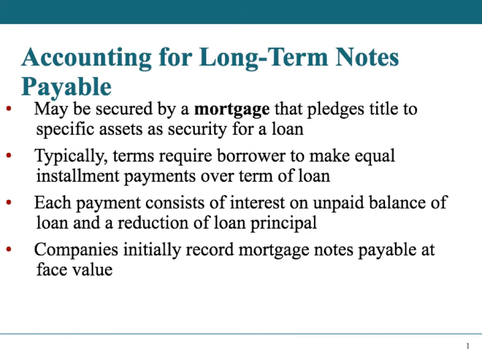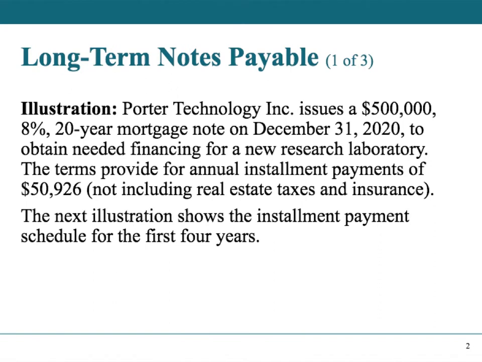In this video, I would like to discuss accounting for long-term notes payable and in particular mortgages. Mortgages usually require installment payments that consist of two parts. One part is interest, and the other part is a reduction of loan principal. For example, a company issues a $500,000, 8%, 20-year mortgage, and the terms provide for annual installment payments of roughly $50,000, not including real estate taxes and insurance.